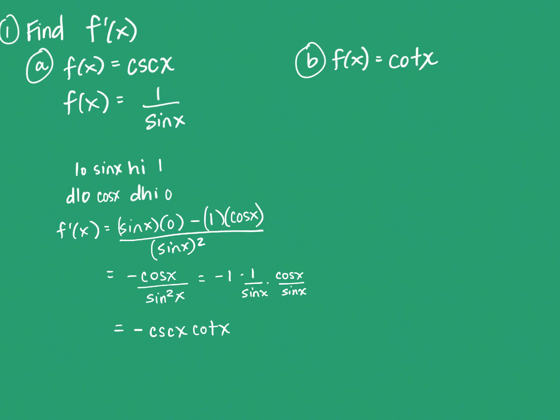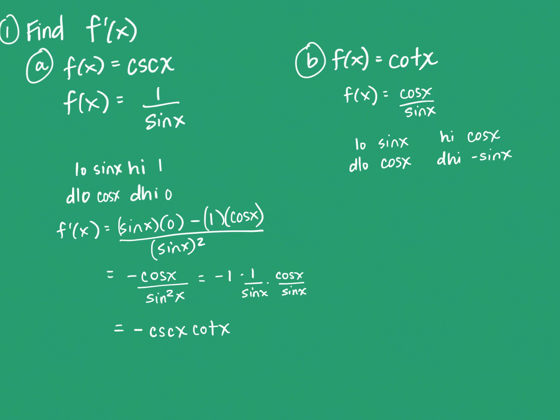Let's do the same thing for cotangent. So again, cotangent is the reciprocal of tangent. We can still use our quotient identities to plug in a cosine over a sine. And then again, we're going to set up our low, and high, and then our d-low and our d-high. Our low is sine of x. Our high is cosine of x. Our d-low is cosine of x, and our d-high is negative sine of x.